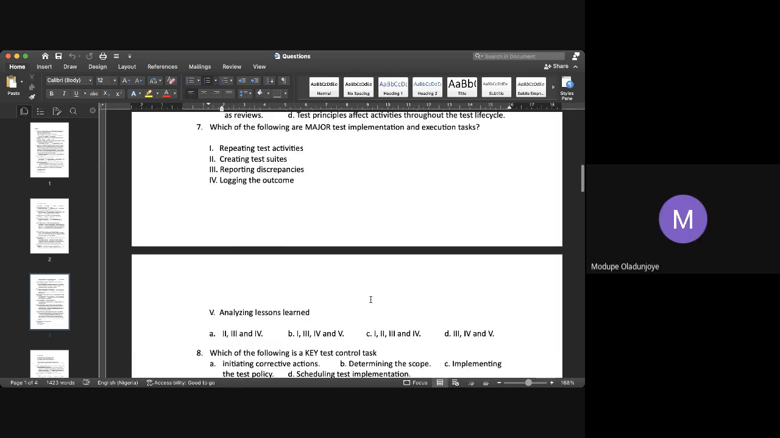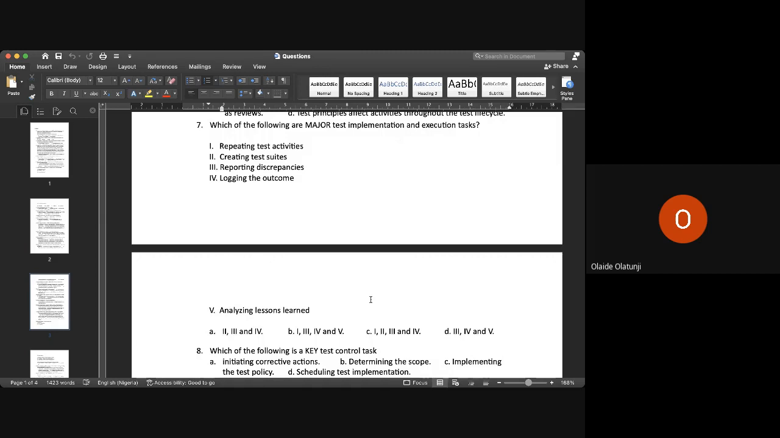So which of the following are major test implementation and execution tasks? What did you pick? I chose repeating the test activities, creating test sets, reporting discrepancies, and lodging the outcome. That's it. Correct.